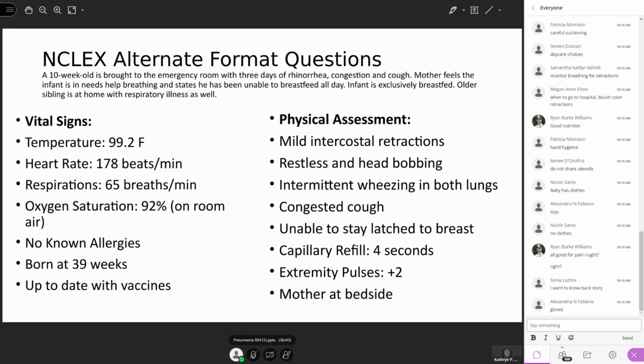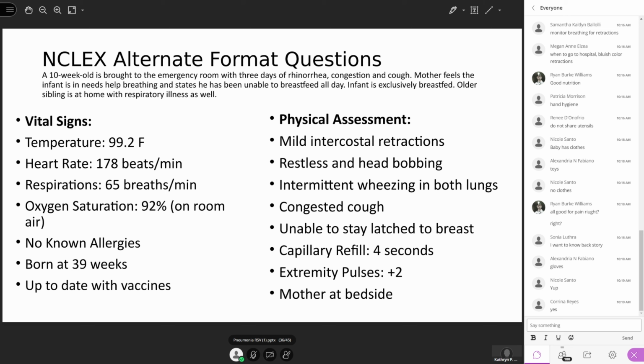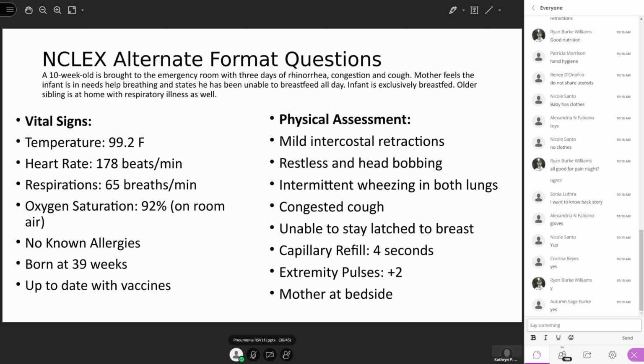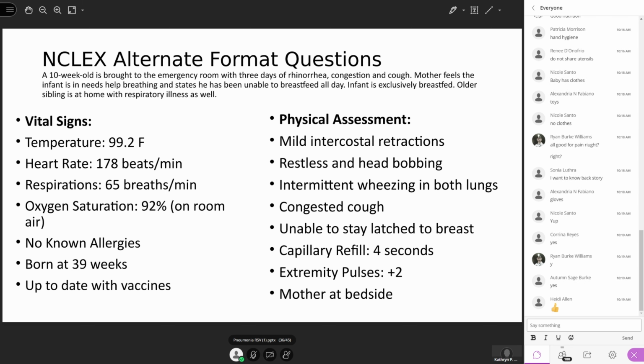Okay. So let's talk a little bit about NCLEX alternate format questions. So, how many of you have heard about the test is going to change and there's going to be new style questions? I hope so, because I know I've mentioned it. Okay. So, right now we're going to talk about three different types and we're going to go through them related to bronchiolitis. So, this is an example of a case study that you may have as part of your NCLEX test.